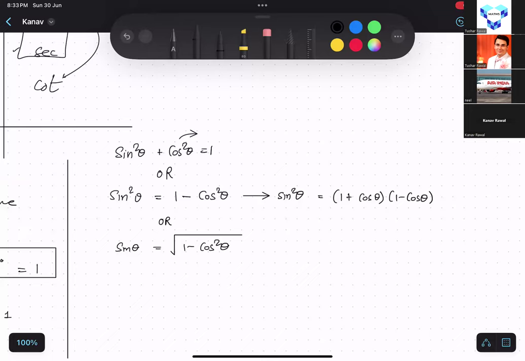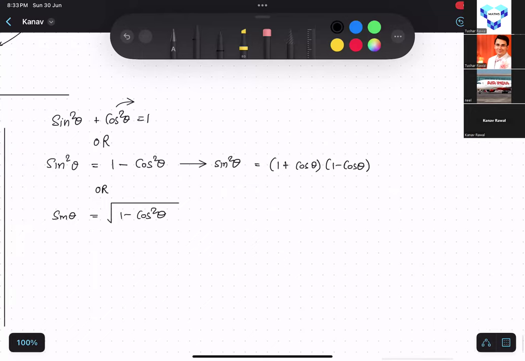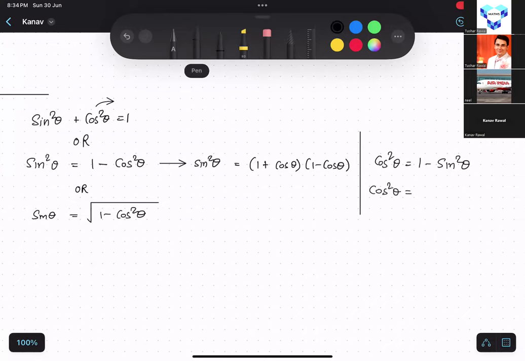So similarly, I can do the same thing by shifting sine also. Yes or no? Yes, sir. Cos square theta equals to 1 minus sine square theta, or cos square theta equals to 1 plus sin theta times 1 minus sin theta. Understood? Another formula: cos theta equals root of 1 minus sin square theta. Understood? Yes, sir.